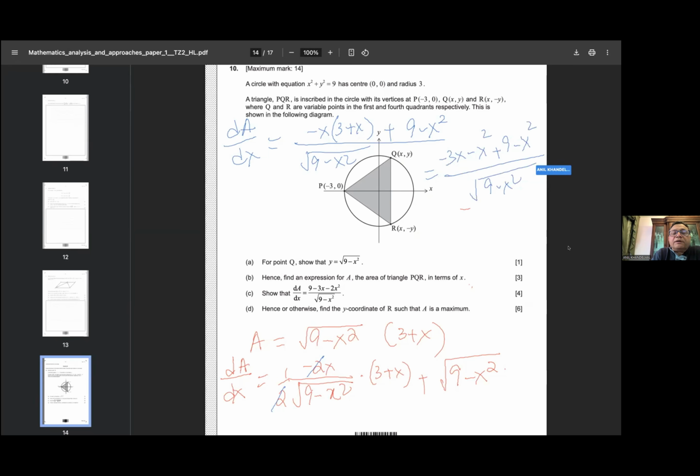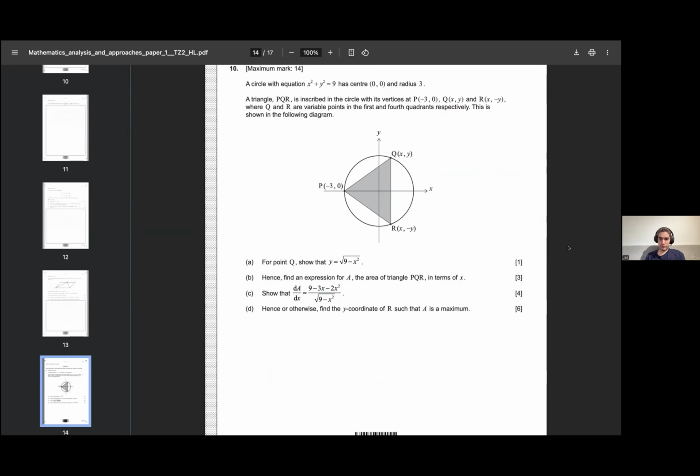Minus x squared and minus x squared is minus 2x squared. Minus 3x is already there, and 9 is also there. We get our expression, which is 9 minus 3x minus 2x squared over the square root of 9 minus x squared. Just rearrange, and you get this term. So that's clear. Any doubt? Nope.